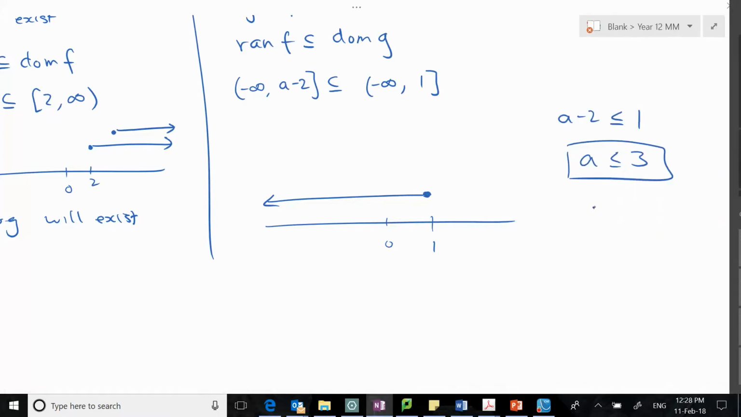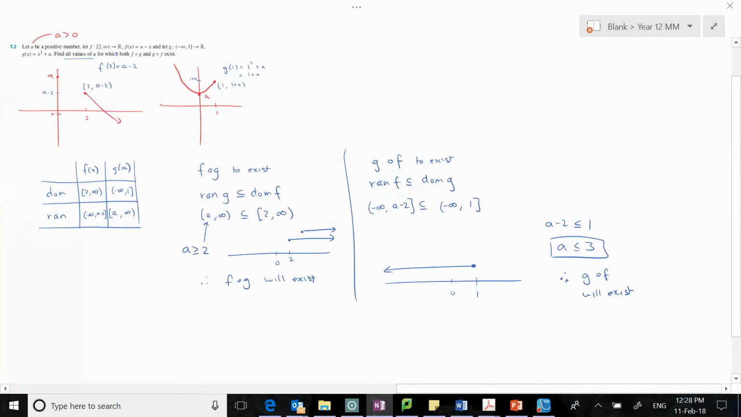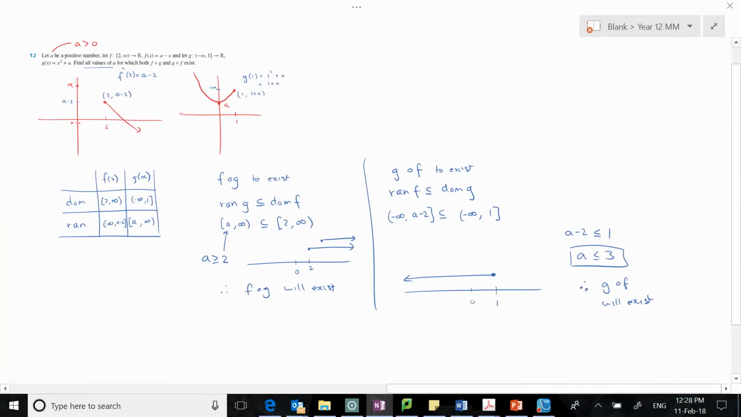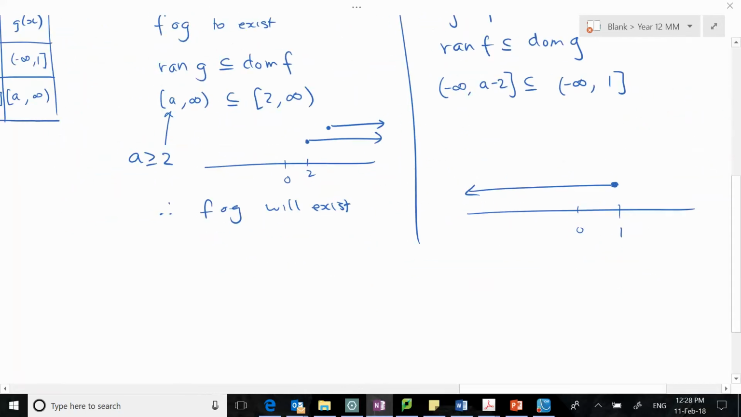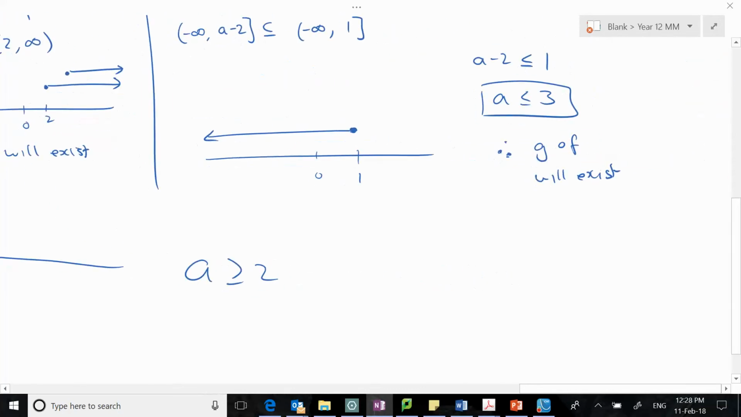Therefore, when a is less than or equal to 3, g of f will exist. Now, be careful. We haven't answered the question. They said find all values of a for which both f of g and g of f exist. So here's a problem. On one hand, we say that a needs to be greater than or equal to 2. And on the other hand, they say a needs to be less than or equal to 3.